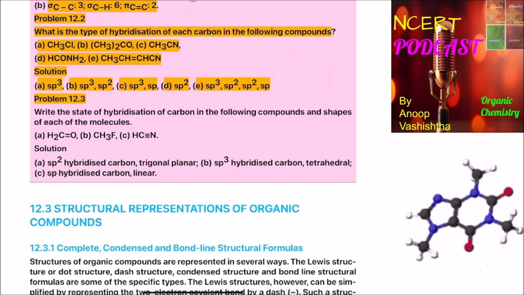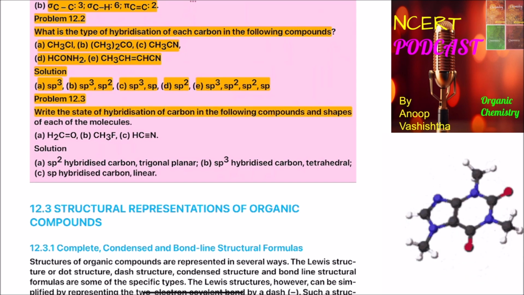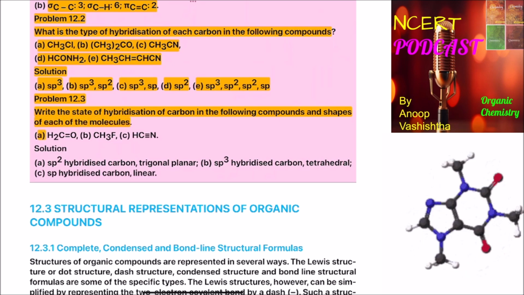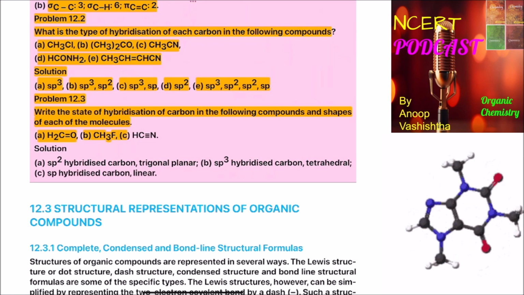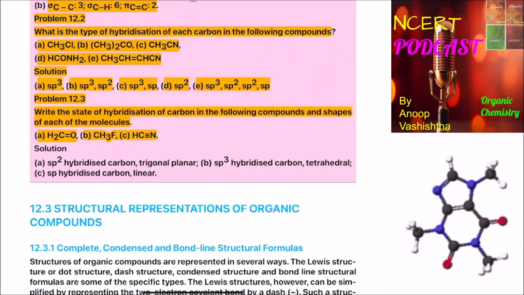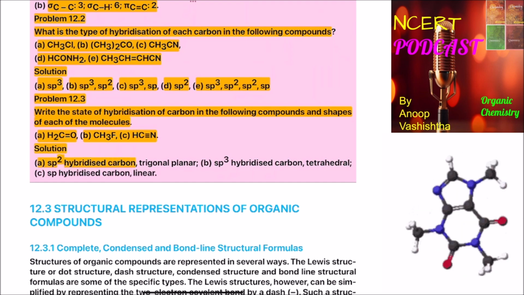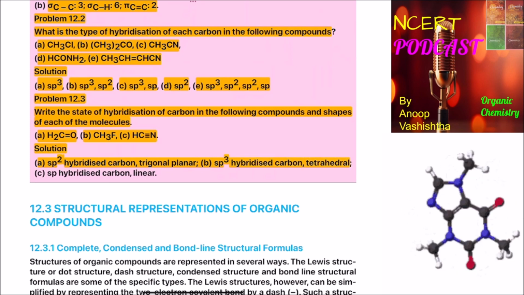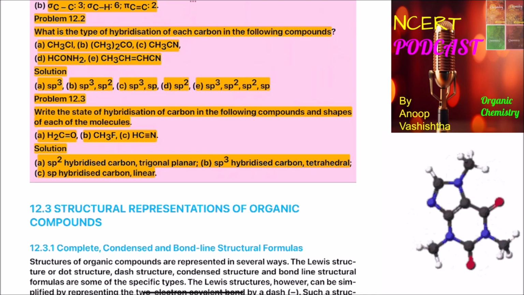Problem 12.3. Write the state of hybridization of carbon in the following compounds and shapes of each of the molecules. A. H2C double bond O, B. CH3F, C. HC triple bond N. Solution. A. sp2 hybridized carbon, trigonal planar. B. sp3 hybridized carbon, tetrahedral. C. sp hybridized carbon, linear.